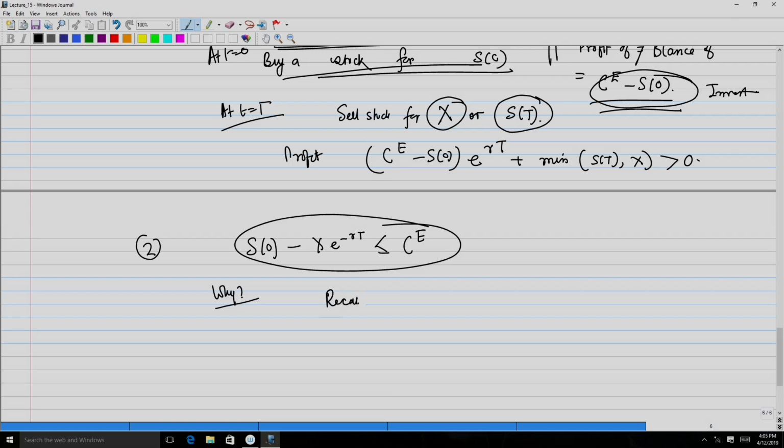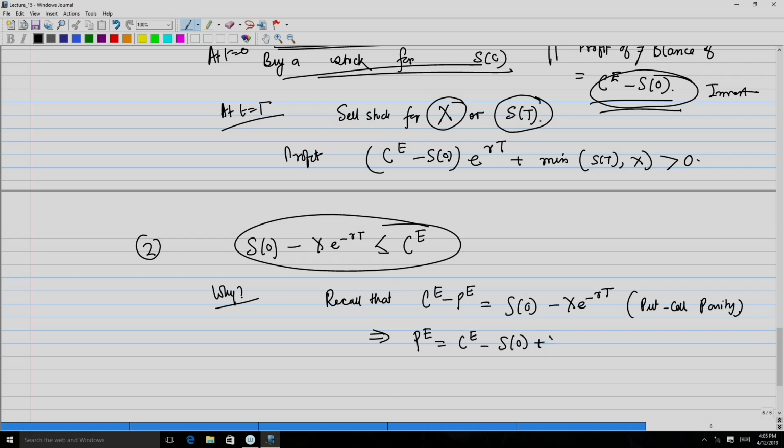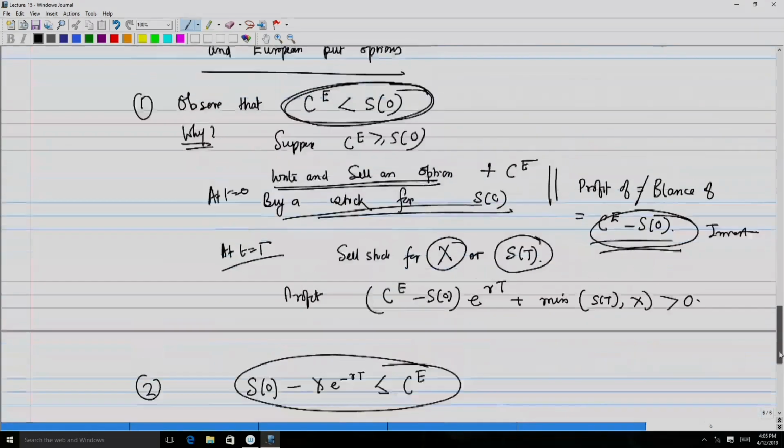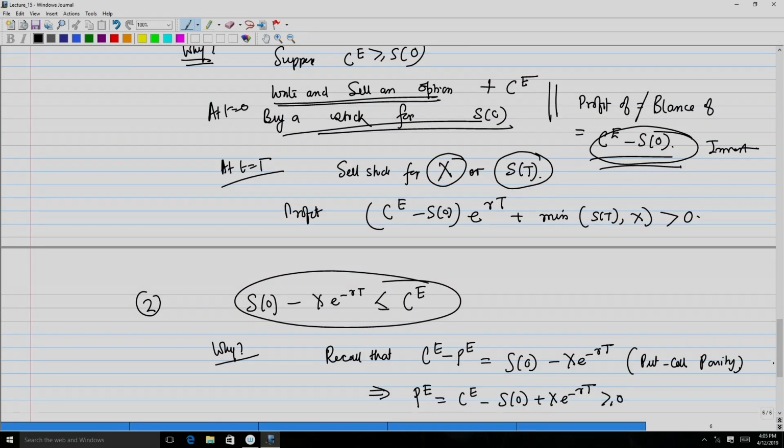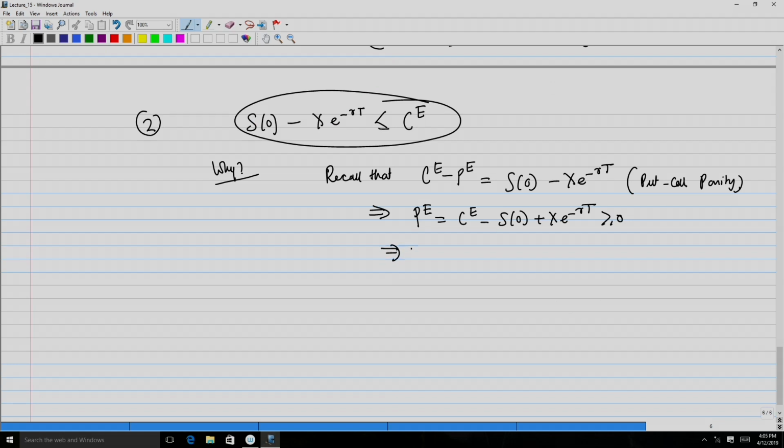So, we observe the following. Recall that C e minus P e is equal to S 0 minus X e raised to minus R t. This was the put call parity. Now, this can be rewritten as P e is equal to C e minus S 0 plus X e raised to minus R t, but we know that the price of any option must be greater than or equal to 0. So, this is going to be greater than or equal to 0. So, from here I can use this to show that S 0 minus X e raised to minus R t is going to be less than or equal to C e.